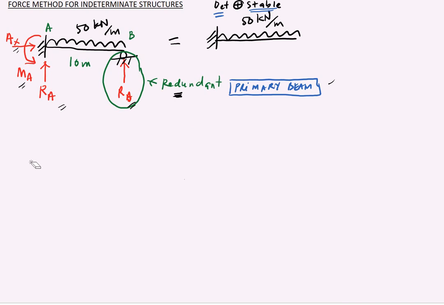Okay, this method of superposition says that you can then add the effect of your redundant as a point load. Okay, you apply back the redundant force RB, and we are going to call this system our redundant system.